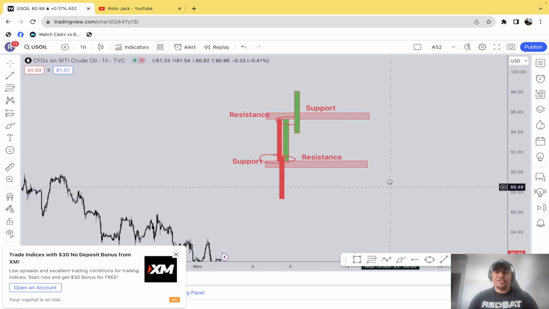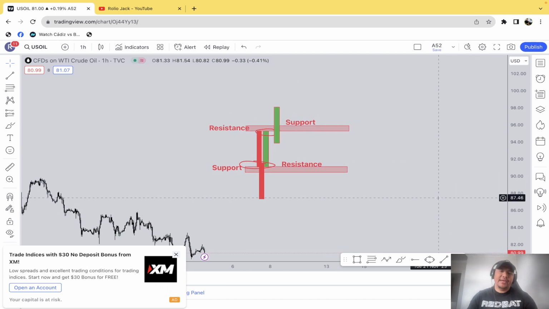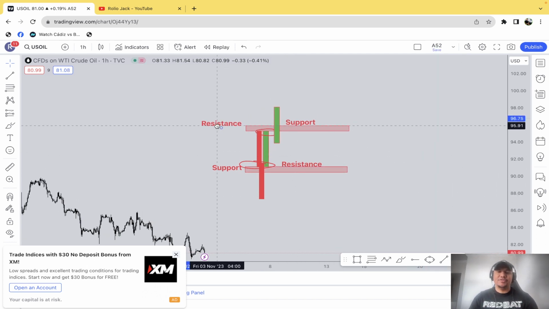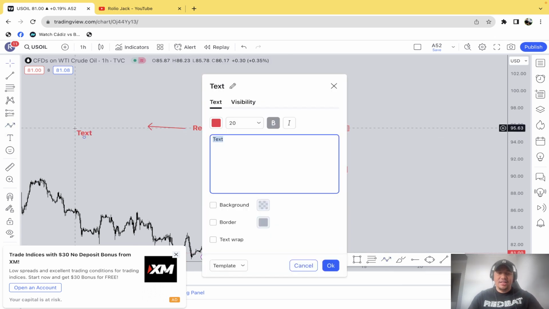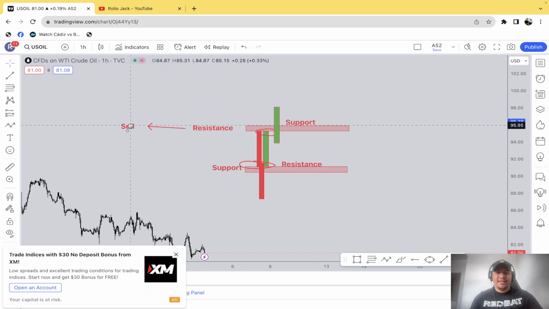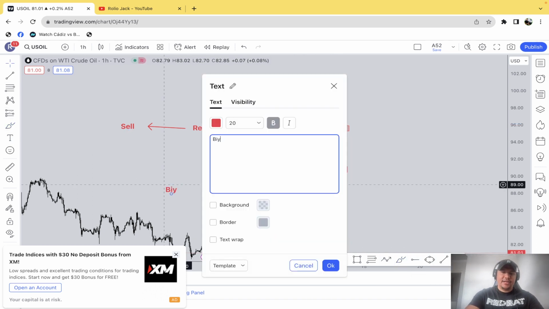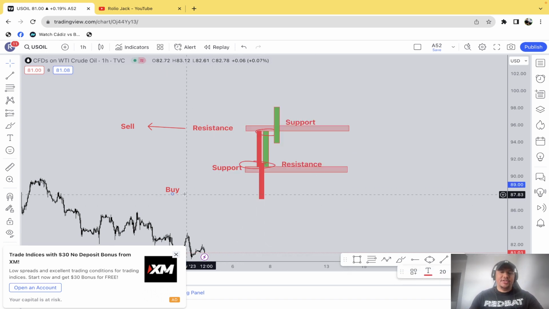In any case, let's continue with this, guys. So what we have here now is places to buy and sell. Remember, this is what we call an area to sell. Resistance, we sell; support, we buy. I love TradingView so much, it's so simplified. And we're going to say support equals buy.